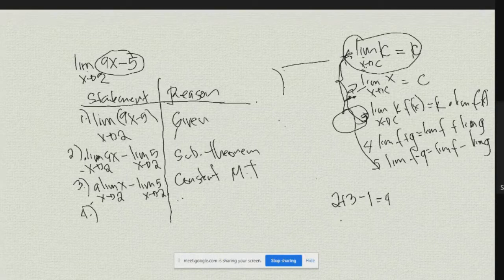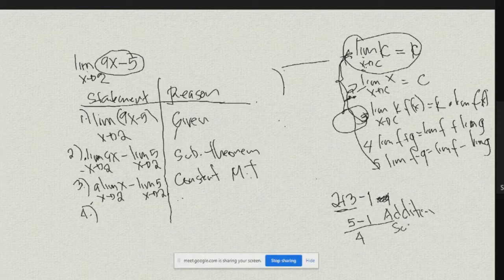But in our statement-reason or two-column approach, gusto ko dahan-dahanin pa natin. So bago ko siya gawin 4, ipapakita ko muna yung 2 plus 3 na magiging 5 minus 1. Ang reason? Addition. Kasi nag-add ako. Then, susunod na layer, 4. Ang reason? Kasi nag-subtract na ako. Kasi yun yung concept.